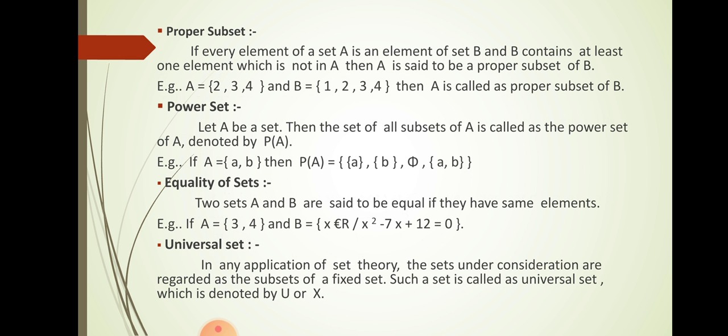The last point is universal set. In any application of set theory, the sets under consideration are regarded as subsets of a fixed set. Such a set is called a universal set, which is denoted by capital U or capital X.